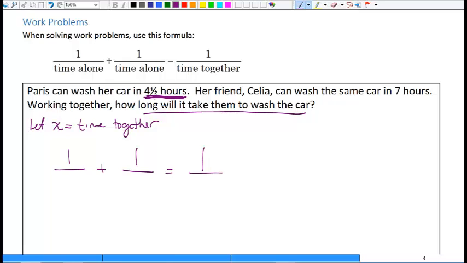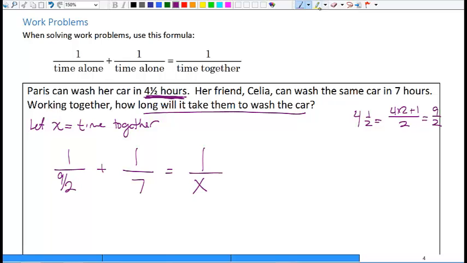So Paris can wash her car in 4.5 hours. Well, that's really a mixed number: 4 times 2 plus 1 over 2, which is 9 halves. So I'm going to use 9 halves here. And Celia can wash the same car in 7 hours, so that's 1 over 7, equals 1 over the time together. Well, how much time does it take them together? Well, I don't know. That's what I'm trying to figure out.